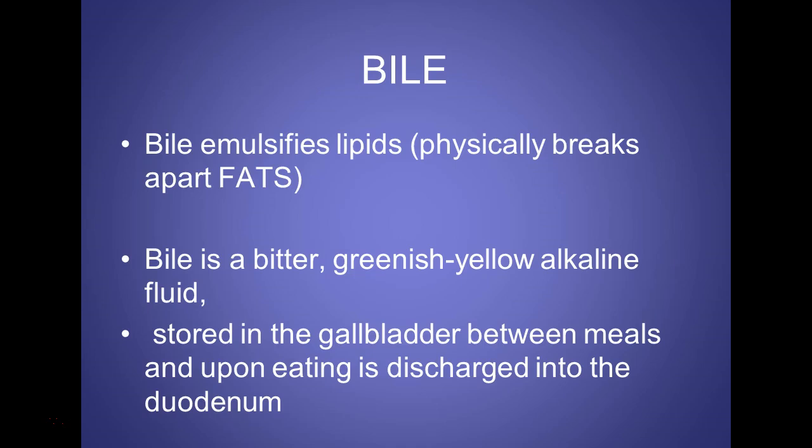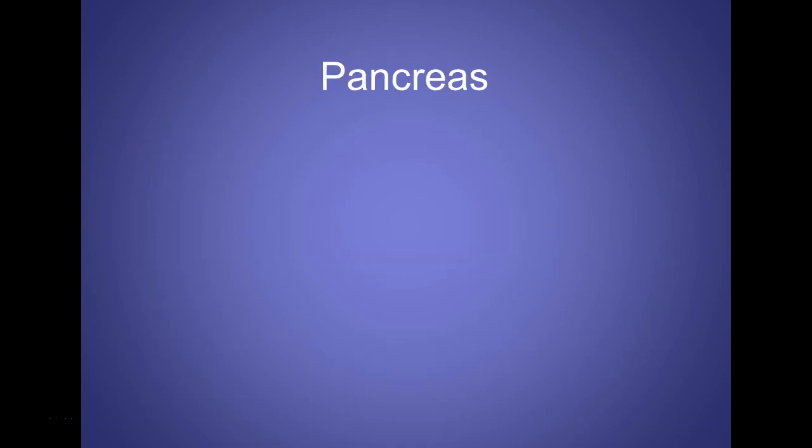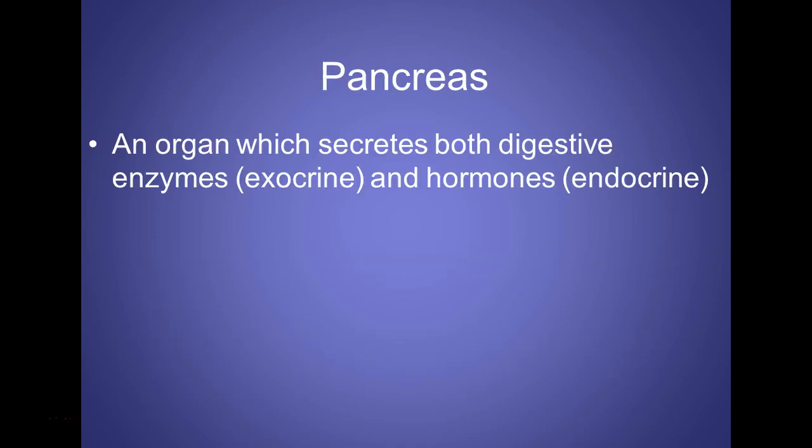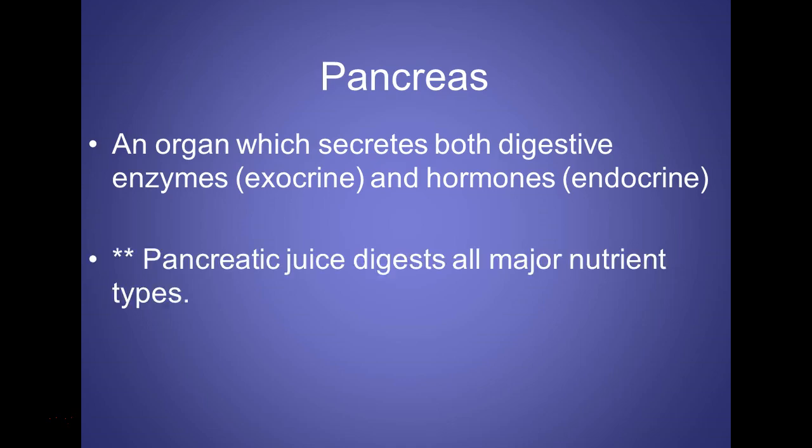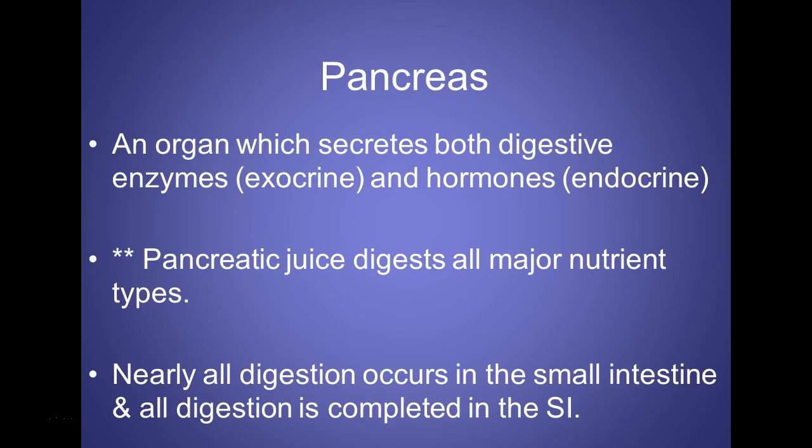It's stored in the gallbladder between meals, and once it's eaten, it's discharged into the first part of our small intestines, which we haven't talked about yet, which is called the duodenum. Our pancreas is an organ which secretes both digestive enzymes and hormones. Pancreatic juices digest all major nutrient types, and nearly all digestion occurs in the small intestines, and all digestion is completed in the small intestines.